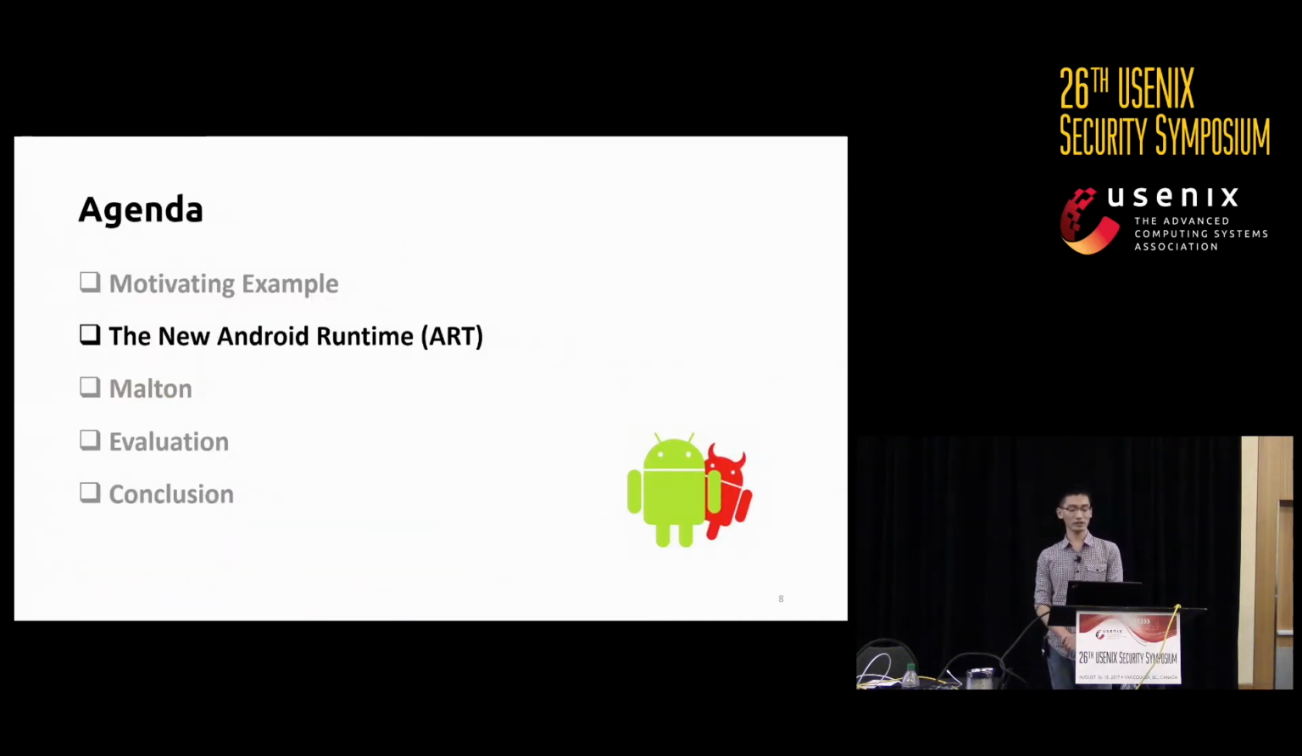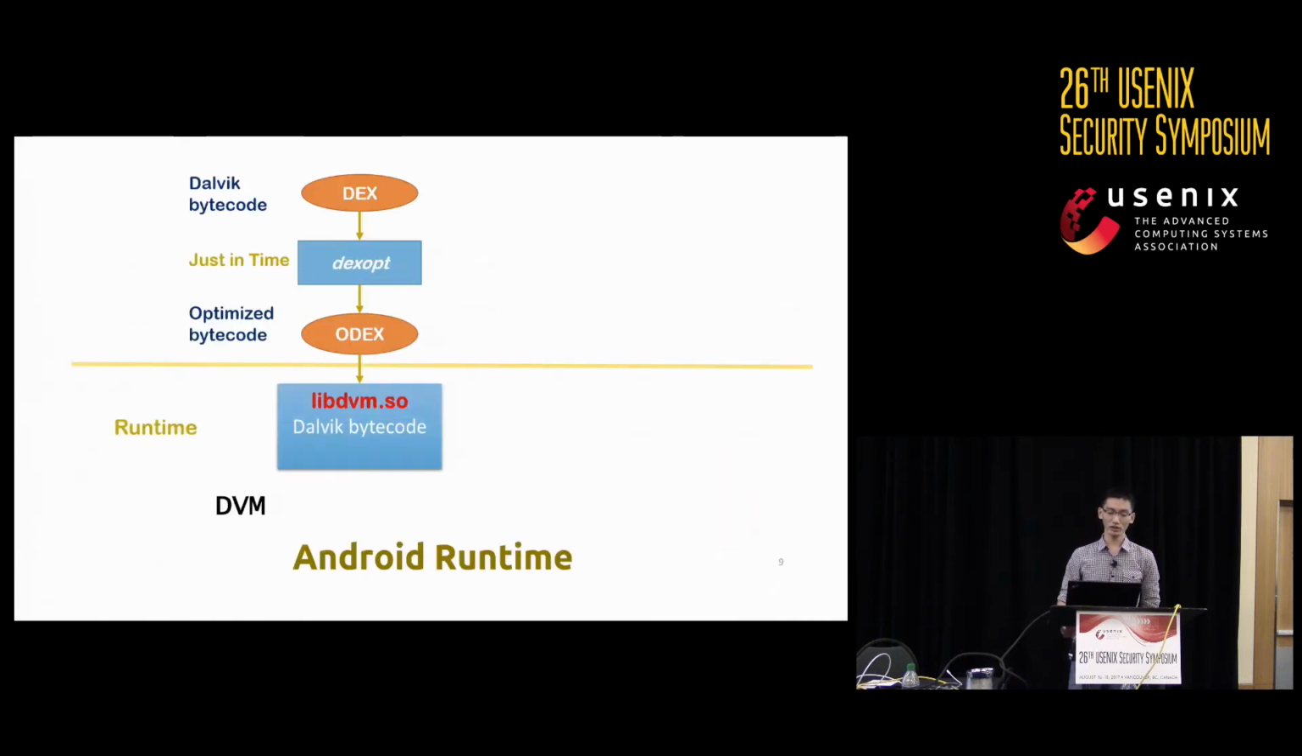Before introducing the details of Malton, I will give a short introduction about the new Android runtime ART. This figure illustrates the Android runtime DVM. For an Android app, all its Dalvik bytecode is stored in DEX files. When the app is installed into the Android system, the DEX files are optimized into ODEX files by DEXOpt. During the running of the app, its Dalvik bytecode will be interpreted by the runtime DVM.